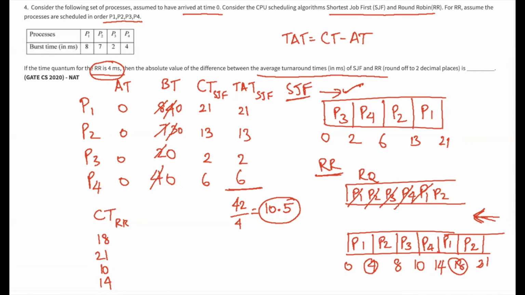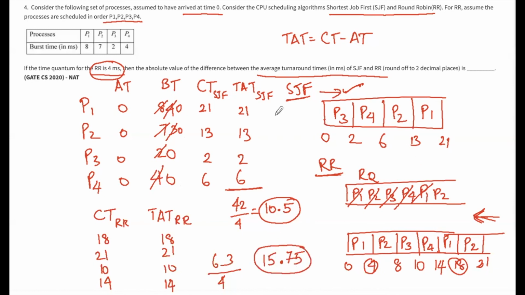Now I calculate the turnaround time for round robin. Since my arrival time is again 0, right? Completion time minus arrival time is my turnaround time, right? So again, 18 minus 0 is 18, 21, 10, and 14. So again, I have to calculate the average turnaround time, right? So the sum is 18 plus 21 is 39, 49, 63. So 63 by 4 is 15.75, right? So this is my average turnaround time.